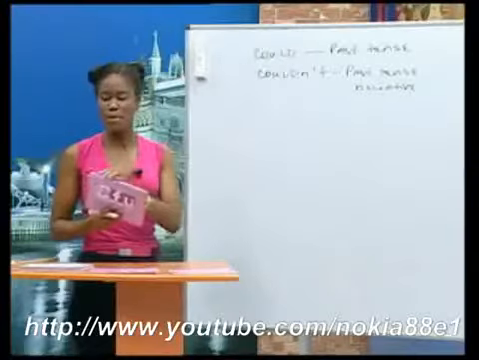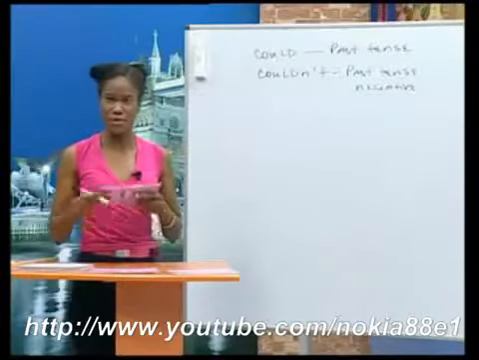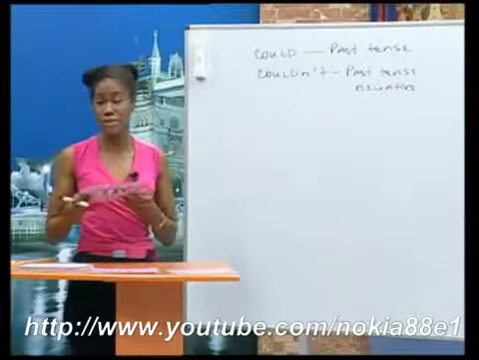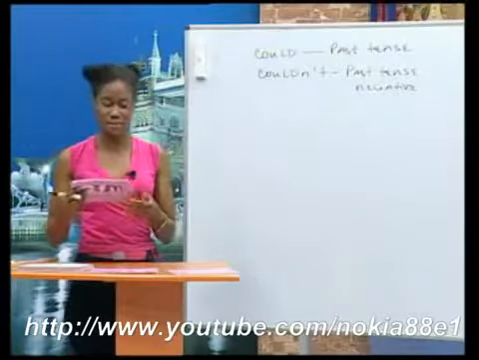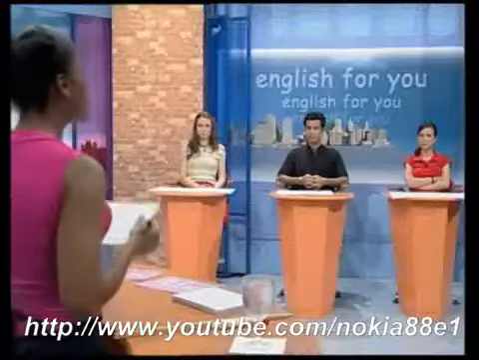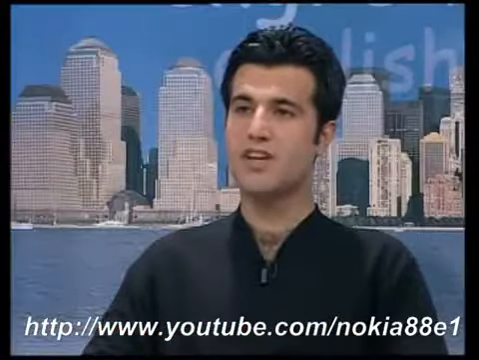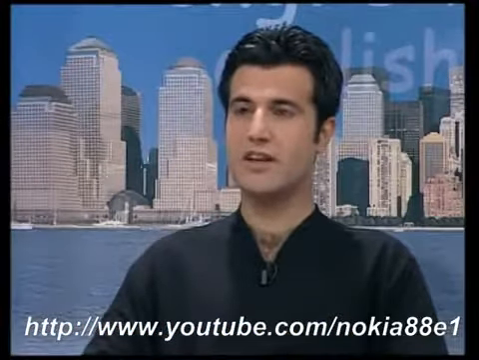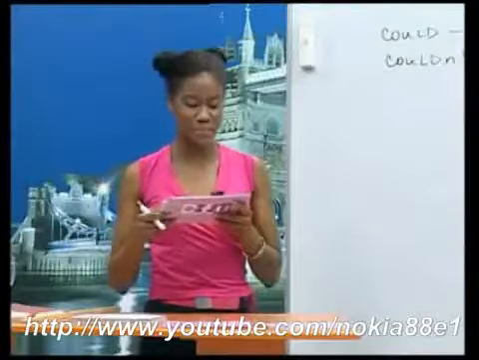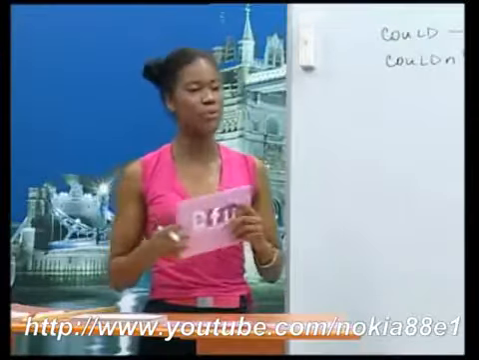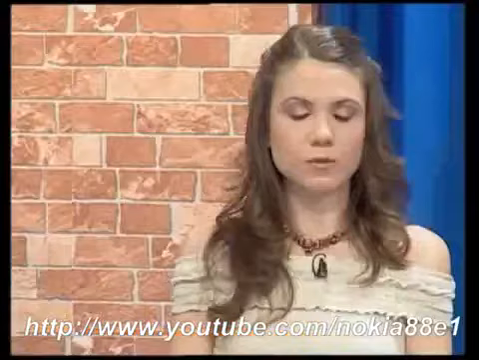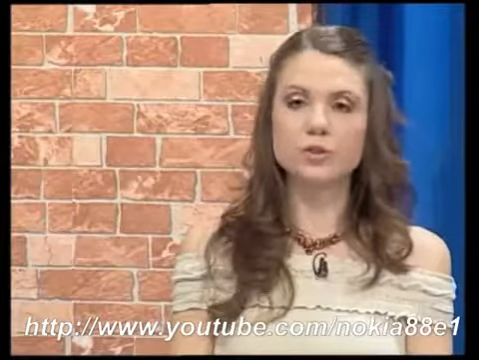All right, now we know can, and we also know past tense could and couldn't. So let's practice. Let's review could for ability. Alberto, when your grandfather was young, what could he do? He was a plumber. He could fix sinks and showers. Oh, great. Sylvia, what could your grandmother do when she was young? She was a seamstress. She could sew. She could make beautiful clothes for my mother.